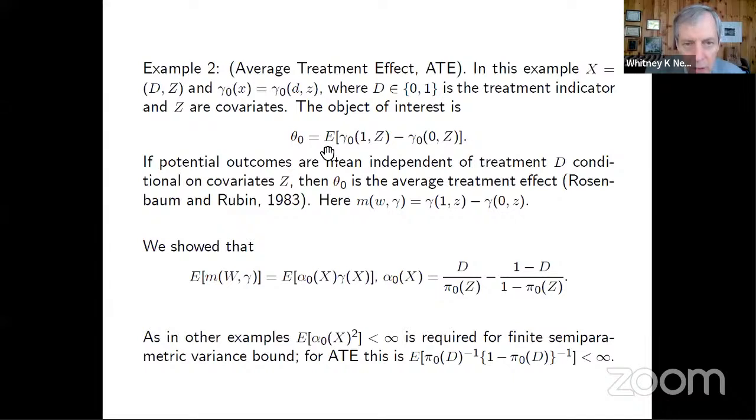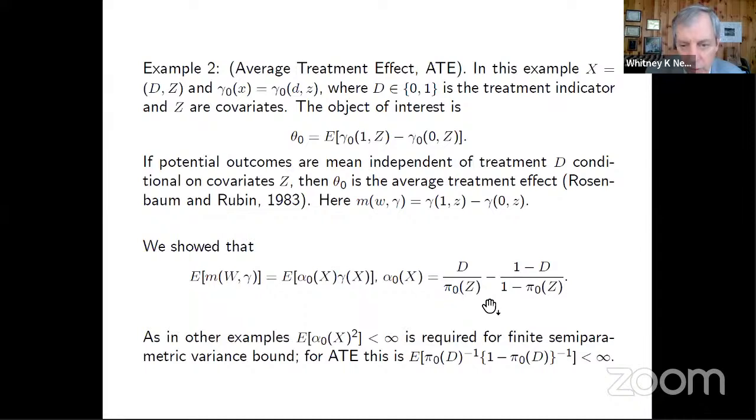We're interested in theta naught, which is the expectation of M at gamma naught. And that's what you put in gamma naught here. You just get this, take the expectation, that gives a parameter. So M is just this. And we showed last time that in fact, alpha naught is the Riesz representer. It satisfies this condition: expectation of M(W, gamma) is expectation of alpha naught gamma, when alpha naught is this.